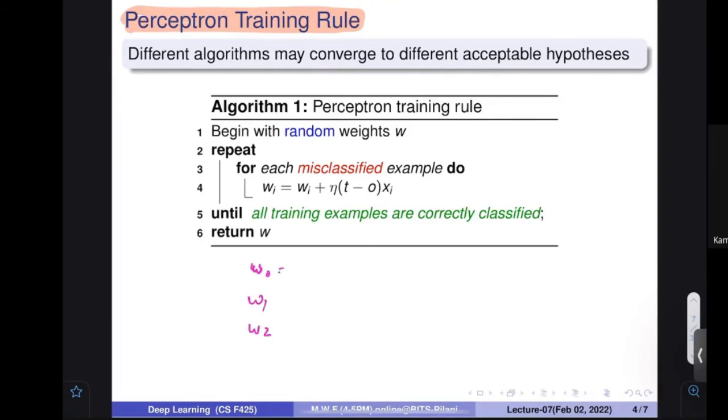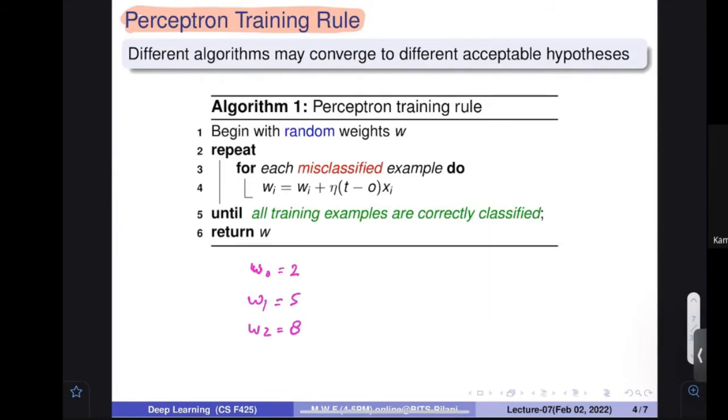I don't know what value I can get. So let's assume that I get this value: W0 is equal to 2, W1 is equal to 5 and W2 is equal to 8. Let's assume I take these values. Then what is my equation? It is 5x1 plus 8x2 plus 2 is equal to 0. This is what my equation is. If this is my equation, then I can apply this on my data also.